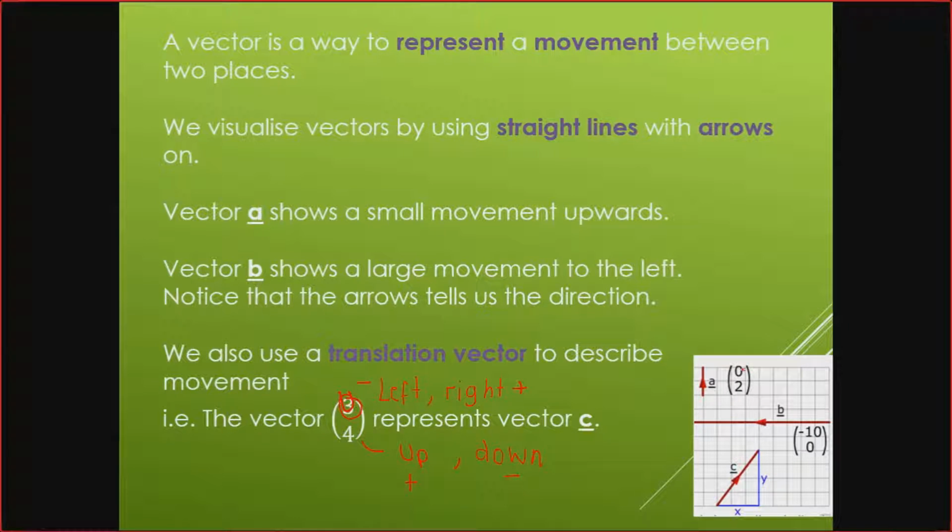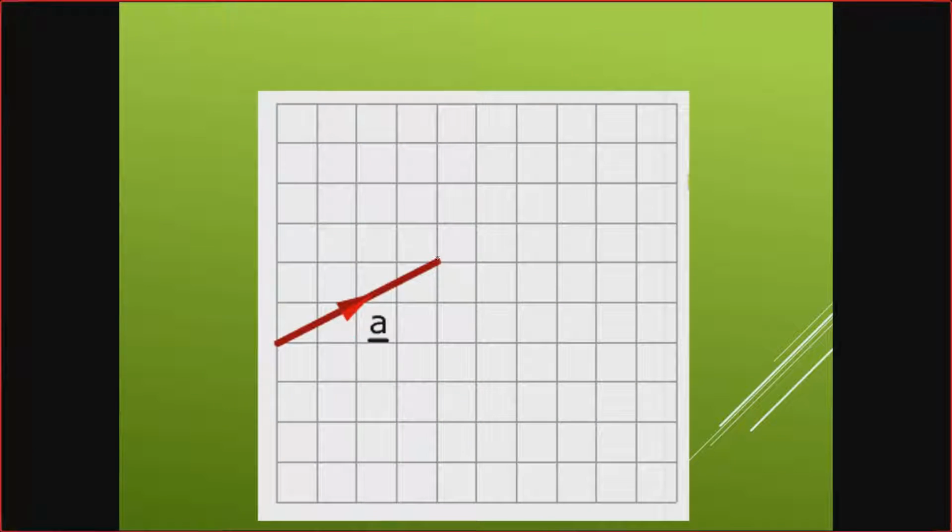So in this case we've got (0, 2). It's 0 because it's not moving left or right, but it's going up, so it's going up 2 spaces. So let's move on to an example.